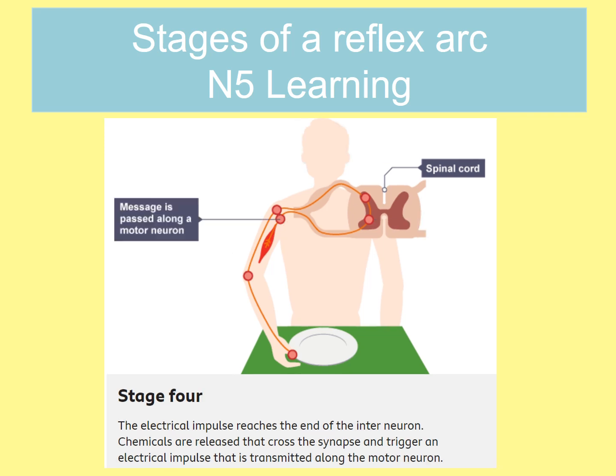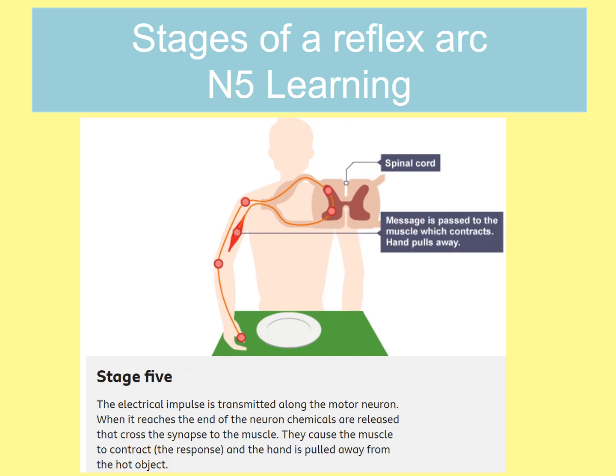At stage 4, the electrical impulse reaches the end of the interneuron. Again, we see chemicals being released across the synapse that trigger an electrical impulse to be transmitted along the motor neuron. The final stage is that the electrical impulse being transmitted along the motor neuron will reach the effector, in this instance a muscle, and the hand will be pulled away from the hot object.